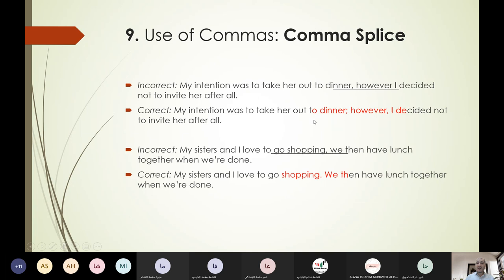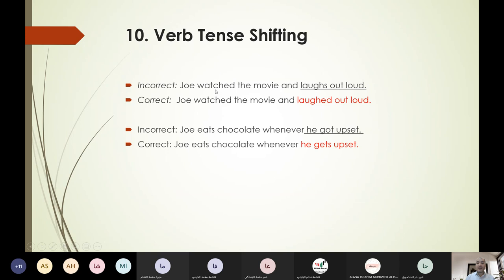However, this however is preceded by a semicolon and followed by a comma. Or here, my sister and I love to go shopping. We then have lunch and we then. Or just split it, make it two sentences, full stop. Verb shifting. If you have a past simple, use past simple all through. Joe watches the movie and laughs out loud. Don't say Joe watched it and laughs. This is past and this is present. So you have to make it all past or all present.